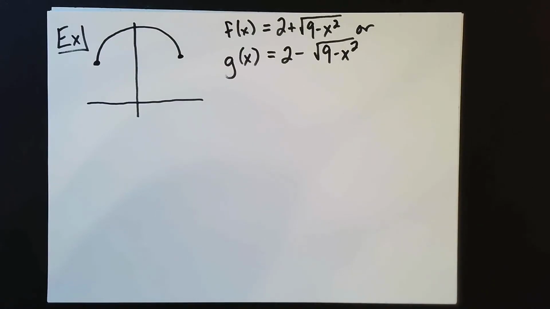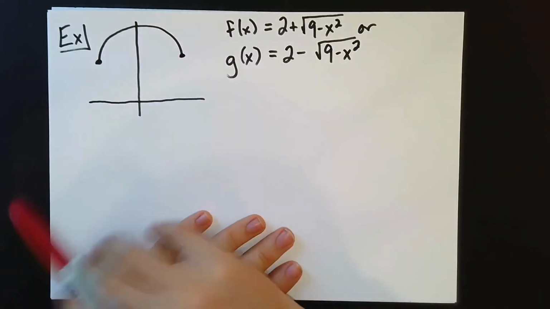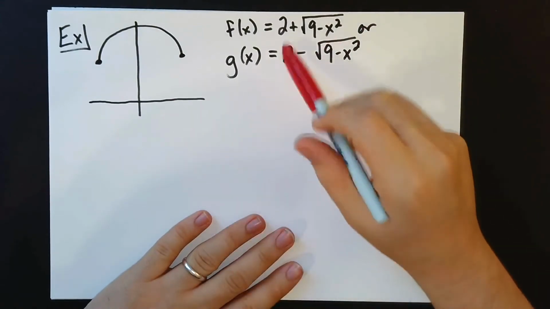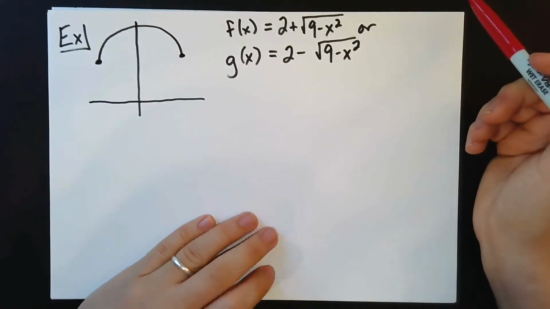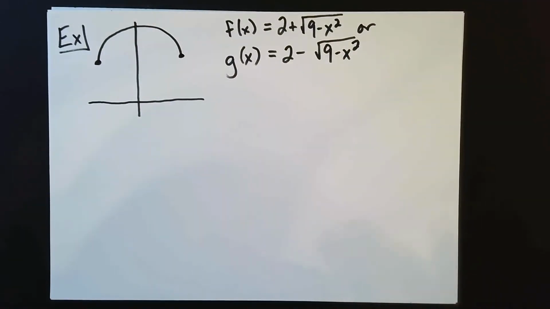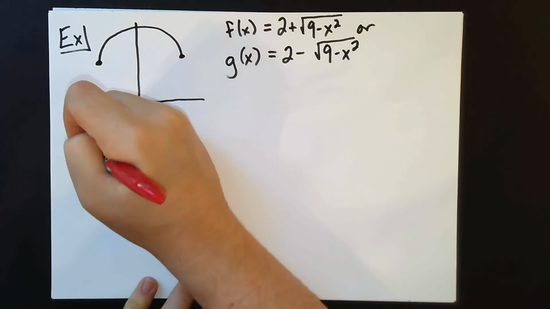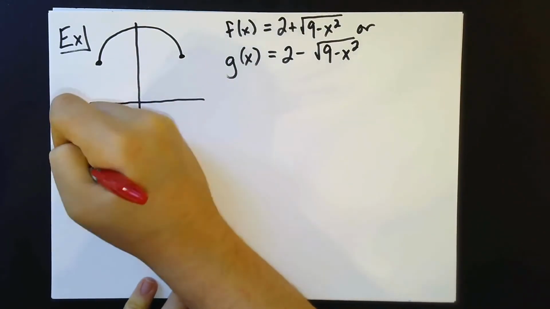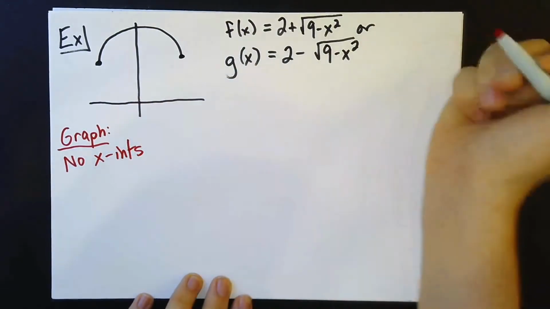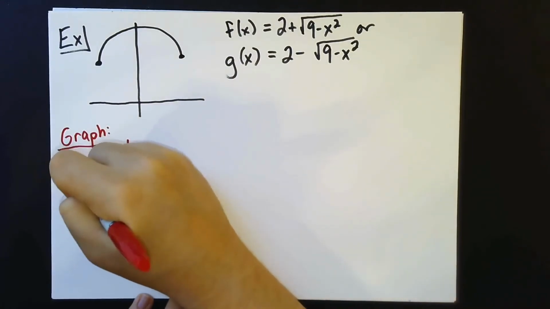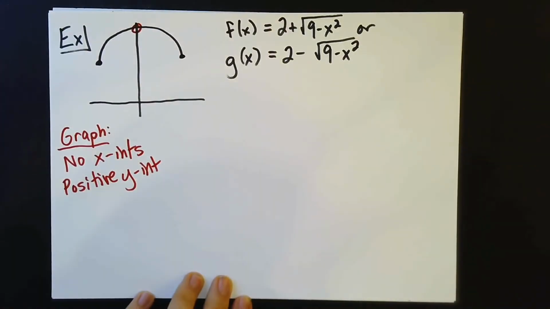Here's another example. We have this graph, and we're told this graph is one of f of x, which is 2 plus the square root of 9 minus x squared, or g of x, which is 2 minus the square root of 9 minus x squared. Like before, I want to write down the properties of the x and y intercepts. The graph here has no x-intercepts, and it has a positive y-intercept. That's my positive y-intercept.